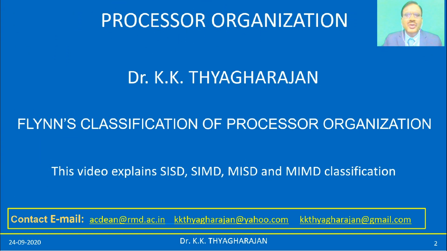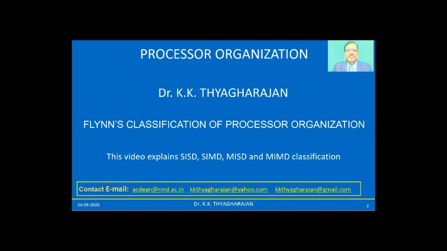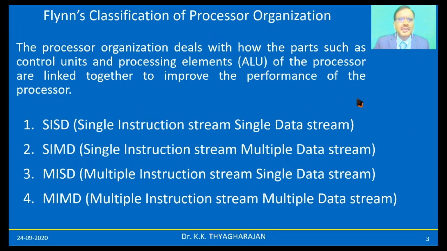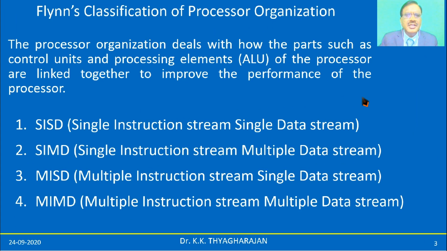In this video, I am going to explain Flynn's classification of processor organization. The processor organization deals with how the parts, such as control units and processing elements of the processor, are linked together to improve the performance of the processor.